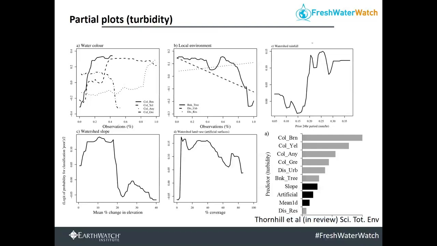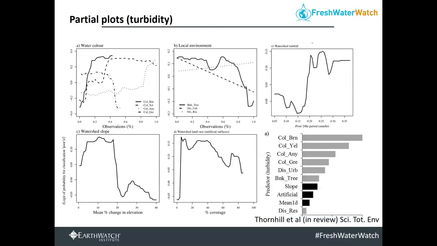So to explain one of these, for example, water colour, all of these are basically going up except for observations of green in this instance. As you get increasing observations, the likelihood of being classed into a good water quality category is improved for most of these. Bankside trees, for example, is in the opposite direction, which is this solid line here. The more observations of bankside trees, the more likely it is to be in a good category, so lower turbidity values. And we can do that for whatever predictors come out as important.